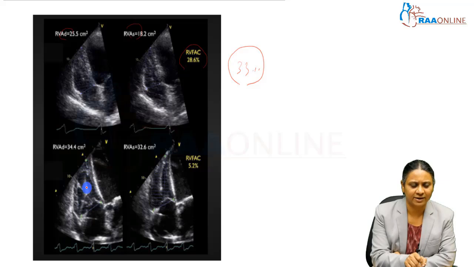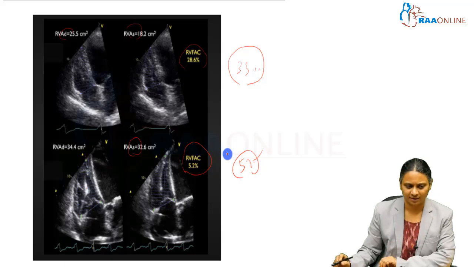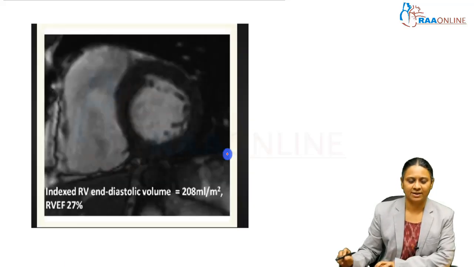Here the dilation is persisting even after the systole. So the fractional area change is significantly reduced, 5.2%. So this is also satisfying the major criteria.